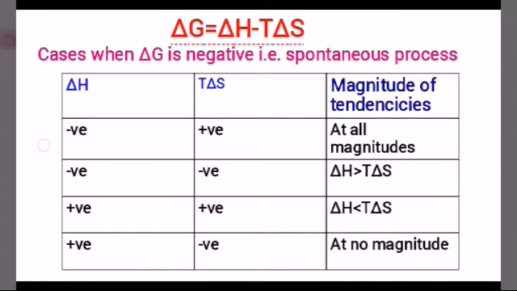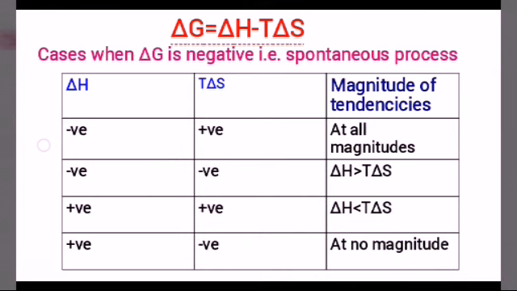Second one, we have negative values of both delta H and T delta S. In that case, T delta S should be smaller than delta H in magnitude for negative delta G value, that is for spontaneous process. Third one, both are positive. When both are positive, T delta S should be greater than delta H. So the process will be spontaneous.